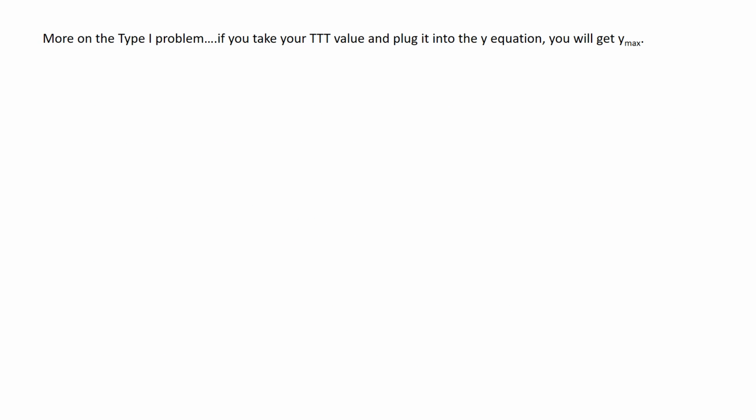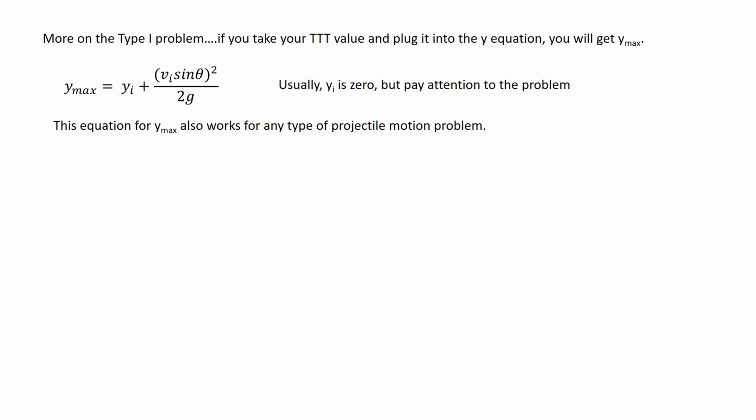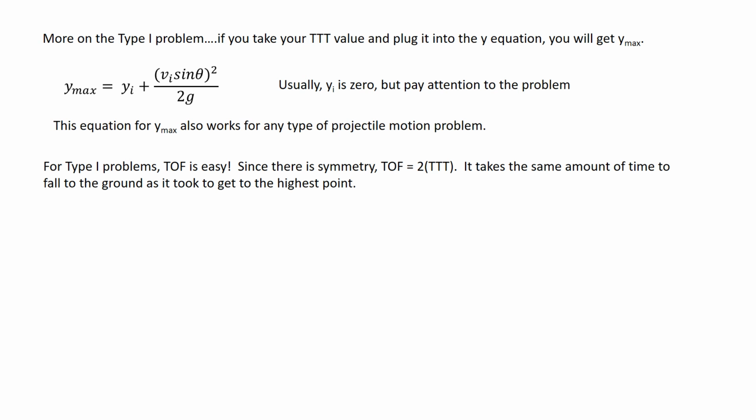More on the type 1 problem. If I take my time to top and plug it into my y equation, I get y max. There's my y max: y initial plus the quantity Vi sine theta squared all over 2g. Usually the y sub i is 0, but pay attention to whatever they give you in the problem. This equation for y max will also work for any type of projectile motion problem. So the time to top and the y max are valid for all three types.